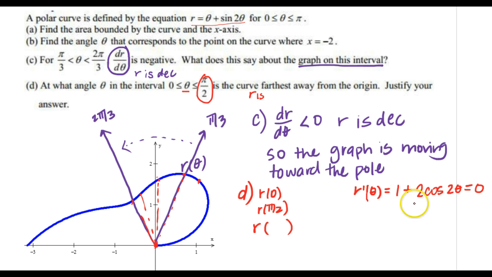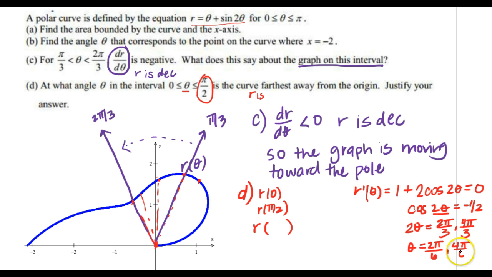So let's subtract the 1 and divide by 2. So we're setting cosine 2 theta equal to negative 1/2, which means 2 theta is going to have to equal whenever cosine is negative 1/2. So cosine's negative 1/2 at 2 pi over 3 and at 4 pi over 3. So dividing by 2, when theta is 2 pi over 6 and 4 pi over 6. Well, this reduces to pi over 3 and 2 pi over 3. Sorry, running out of space here.